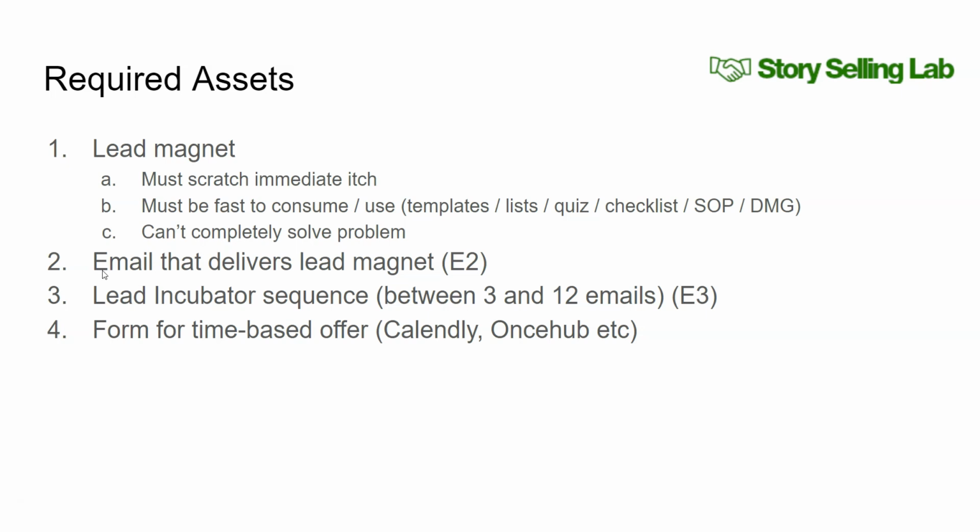You're going to then need your email that delivers the lead magnet. You're then going to need between 3 and 12 emails in your lead incubator sequence, which is your welcome sequence, your onboarding sequence. You're then going to need a form for your time-based offer. This could be something like Calendly or OnceHub, somewhere where they can book some time on your calendar to have 30 minutes with you.